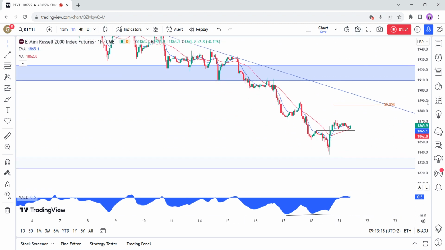On the 1-hour chart, we can see that we had a divergence here with the MACD right when the price was falling into the 1820 support. This is generally a sign of weakening momentum, often followed by pullbacks or reversals.